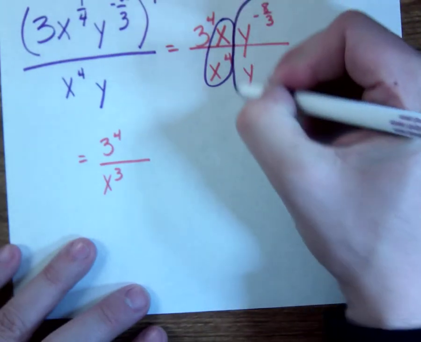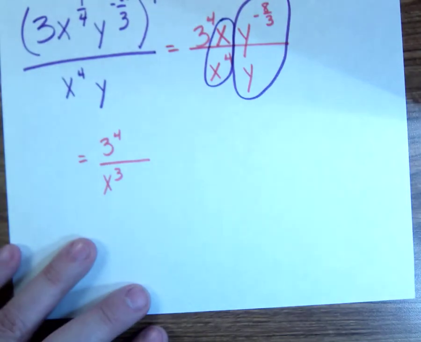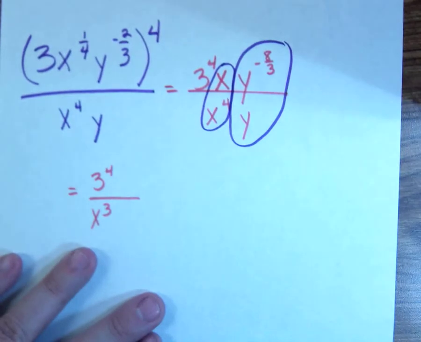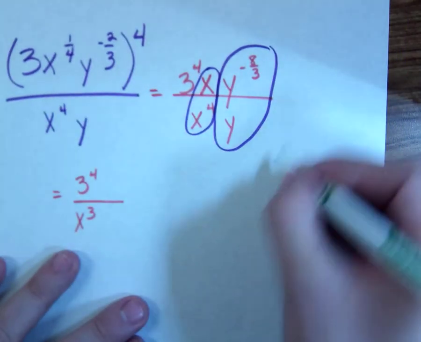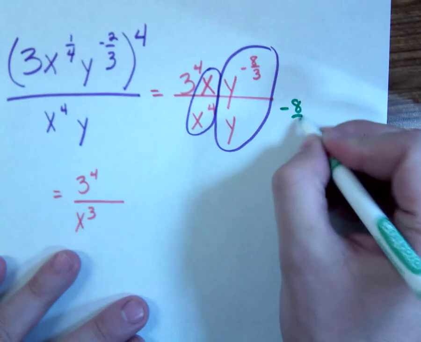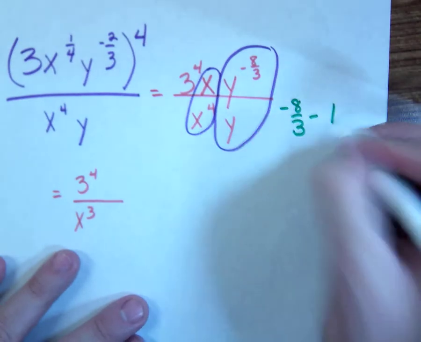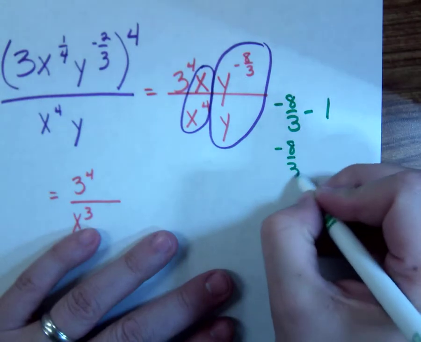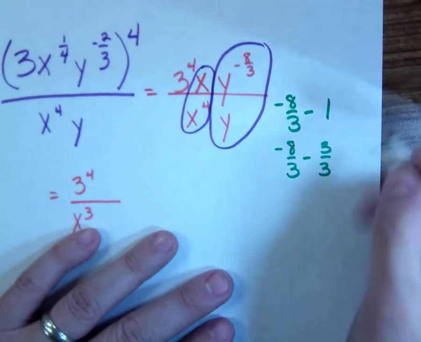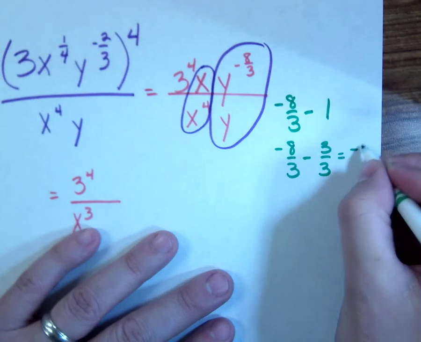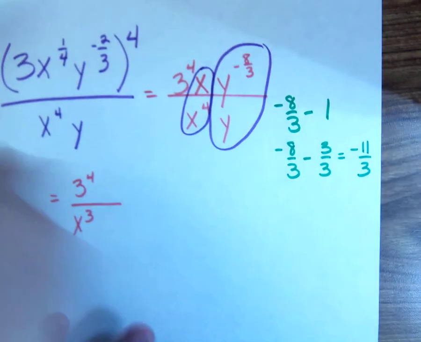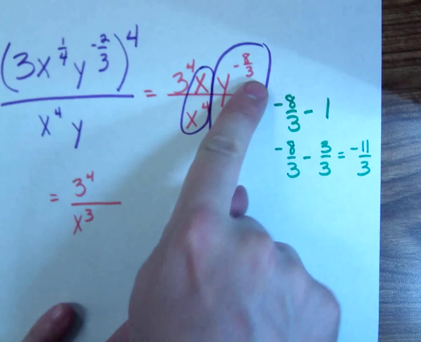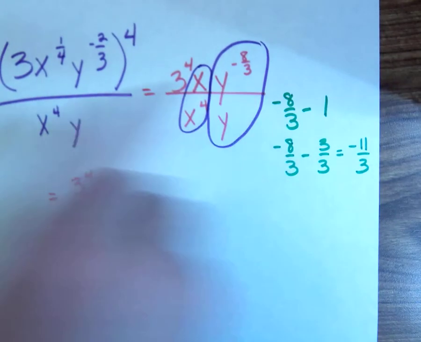Okay, what about y's? That's a little trickier. How do we combine them when it's division? We subtract the exponents, so it's going to be negative 8/3 minus y to the 1st, so 1. Negative 8/3 minus 1. Writing 1 as a fraction is pretty easy. That's 3/3, right? And negative 8/3 minus 3/3 is negative 11/3. So on the top, I would have y to the negative 11/3.